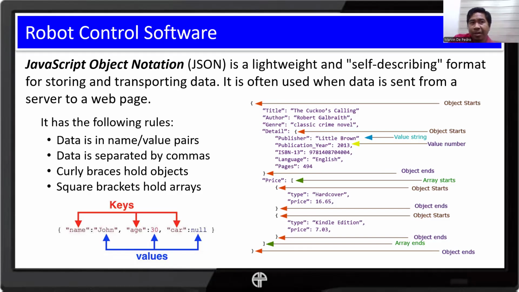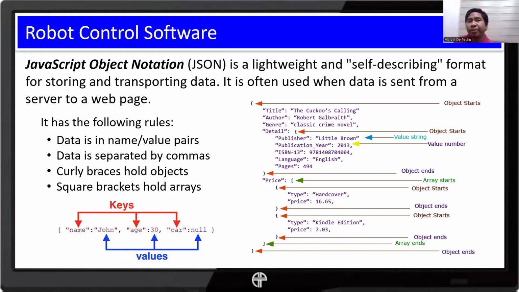Okay, JSON means JavaScript Object Notation. It is a lightweight and self-describing format for storing and transporting data, and it is often used when data is sent from a server to a web page. This is usually when we have web applications for our robotic system, like our robot control software. If it's web-based, that means there's a web-based data transmission involved. Okay, and one of the most common options right now is JSON.